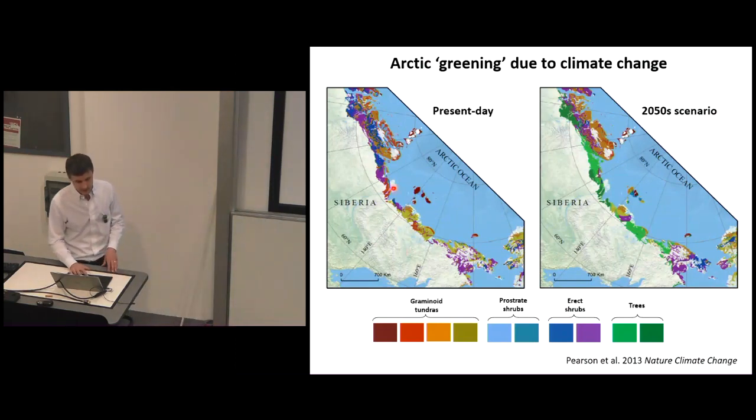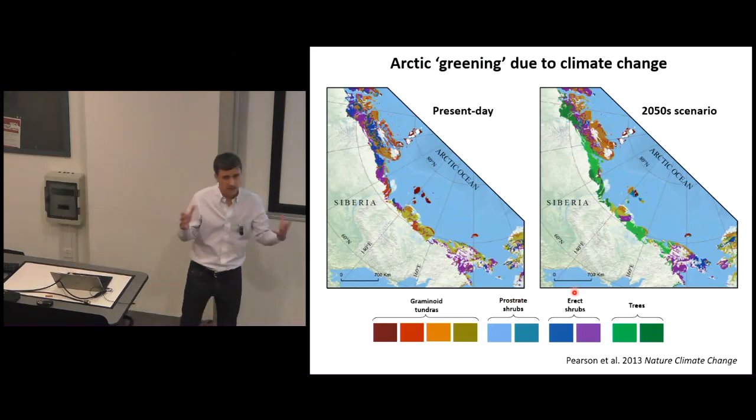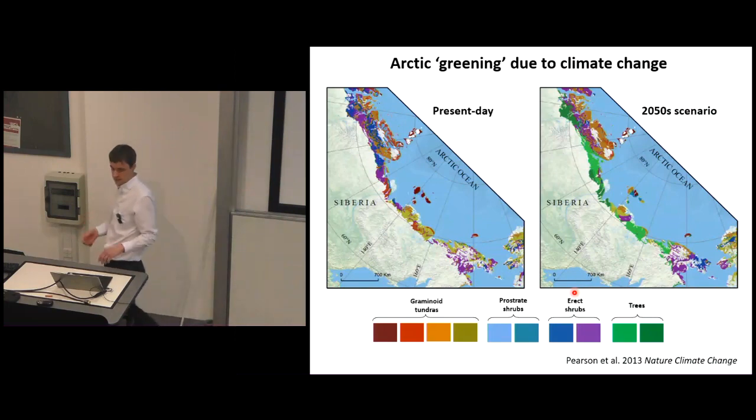So this is from remote sensing information, a derived set of categories of where these different classes of vegetation are. So the graminoids, the grasses, four different classes. Don't need to go into the detail. The prostrate shrubs, the erect shrubs, so the lower lying shrubs, the taller shrubs, and then trees. So we know where they're currently distributed.